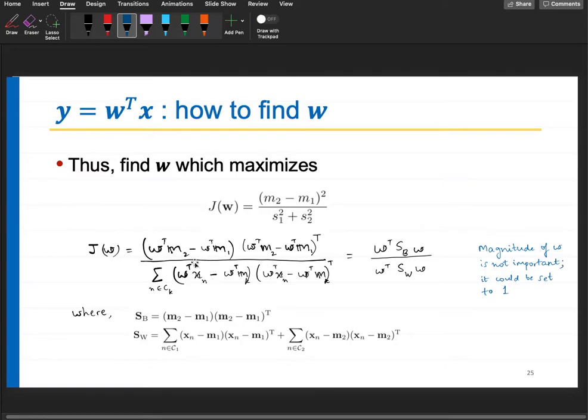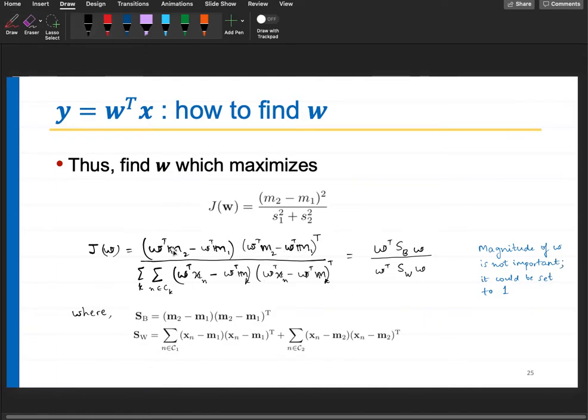So this is the definition of s1 square. I have taken k as the index, so you are summing over k as well. I should have written summed over k as well. Right? Okay, so this is your objective function.